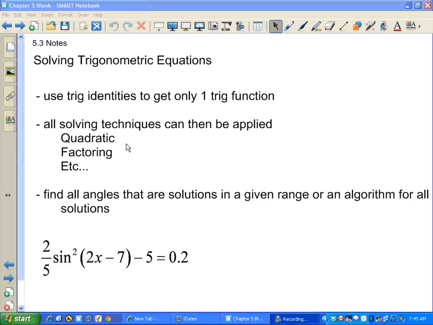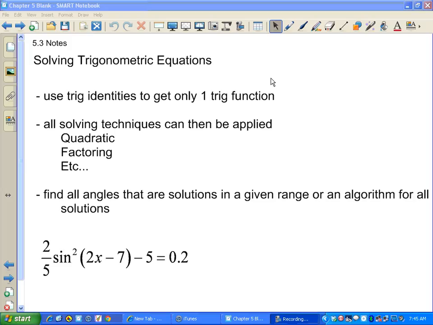All right, we're going to talk about solving trig equations. We've done some real basic ones, but this chapter we're going to be using some of these new trigonometric identities to simplify equations so that we can solve them.